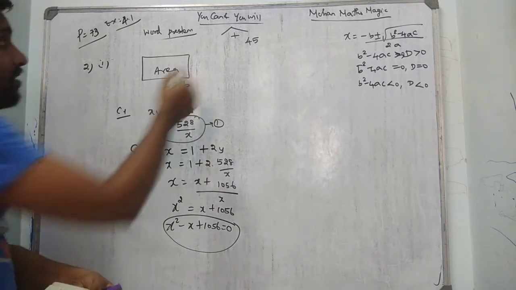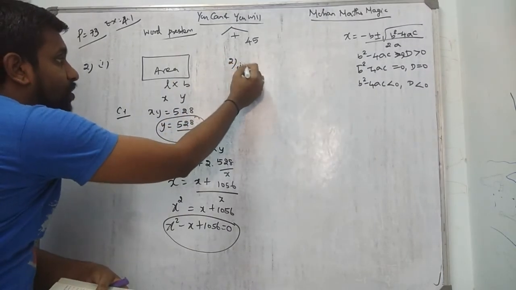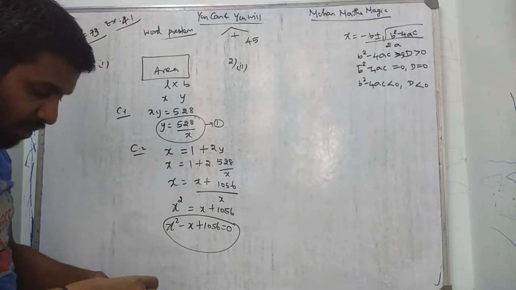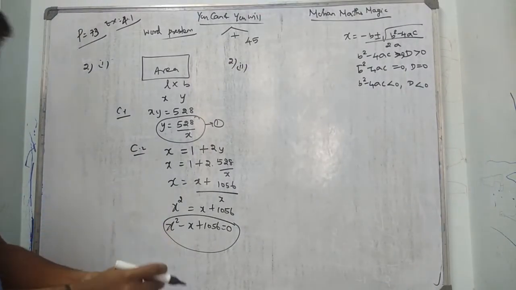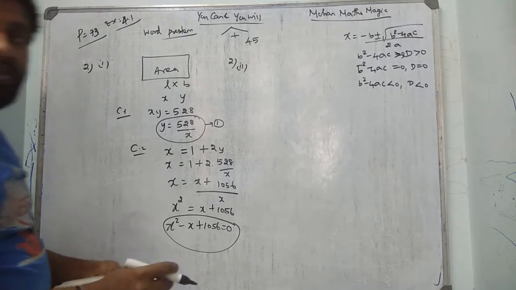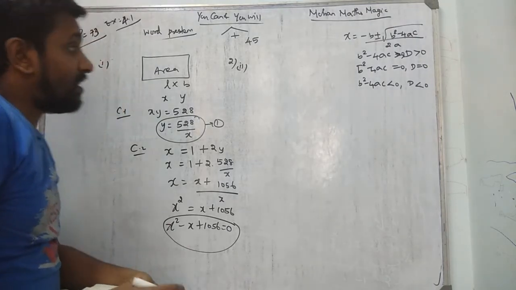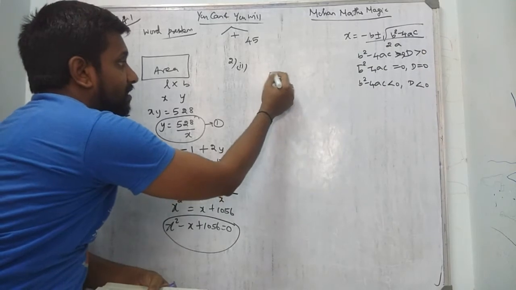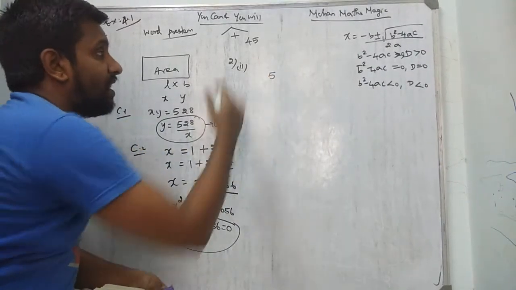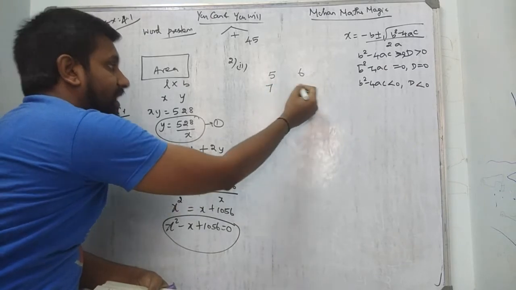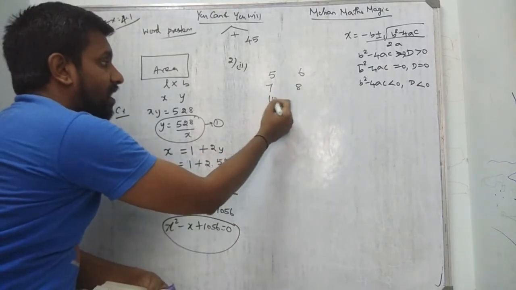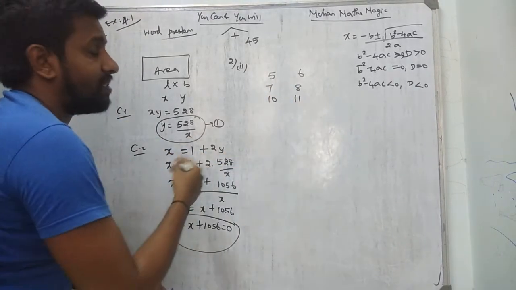Second numeral, second sum. They ask you to find only the equations. The product of two consecutive positive integers is 306. We need to find the integers. So consecutive positive integers, for example, if I imagine 5 as the integer, the next integer is 6. If I imagine 7, then 8 is the consecutive integer. If I imagine 10, then 11 is the consecutive integer.